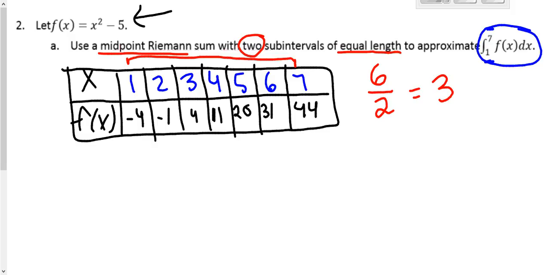So we're going to have a rectangle from 1, 2, 3, 4. That will be 3 units. And then from 4 to 5 to 6 to 7, that will be 3 units. So here's our 1, and here's our 2. Okay, so we need the midpoint of these. So we need to look in the middle. So the midpoint is actually right in between 2 and 3 here, and right in between 5 and 6 here.